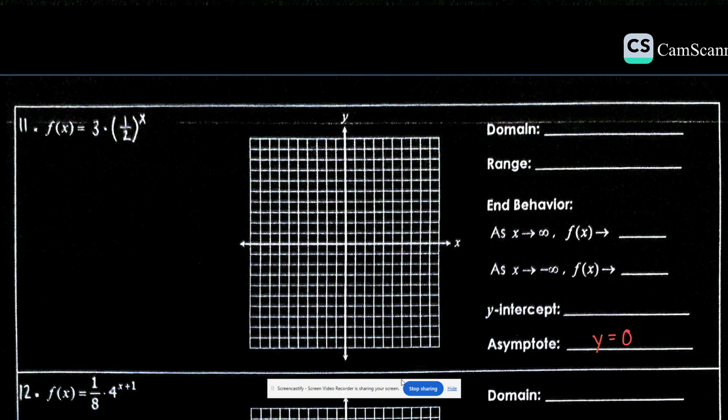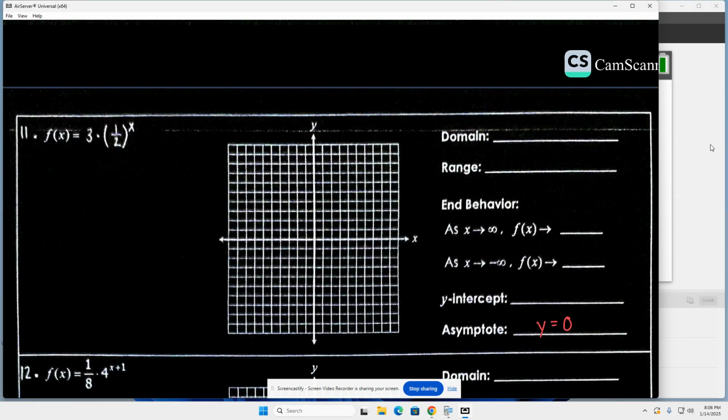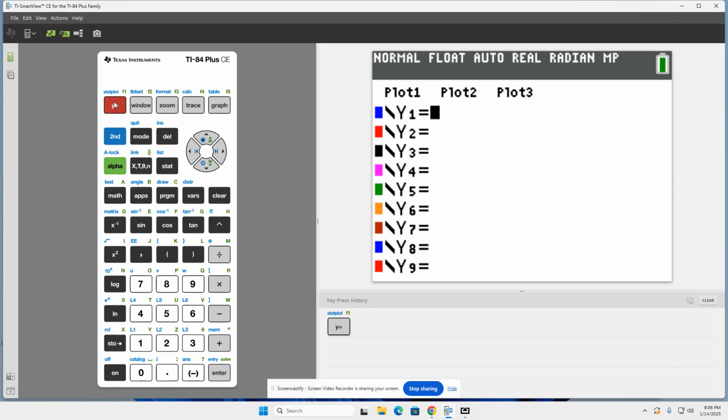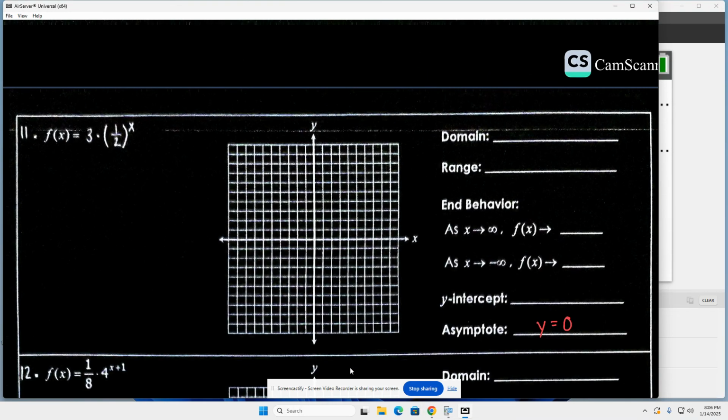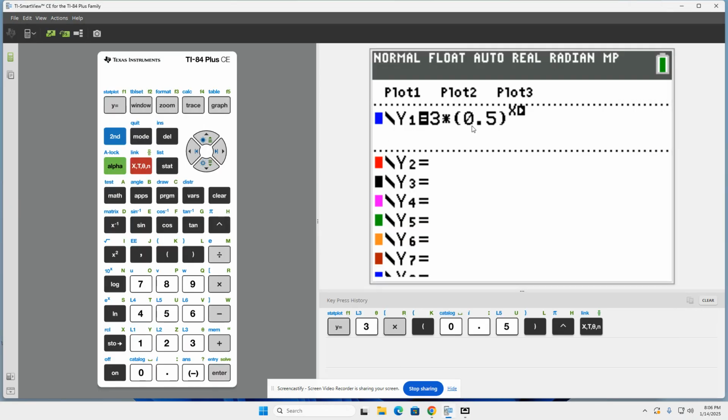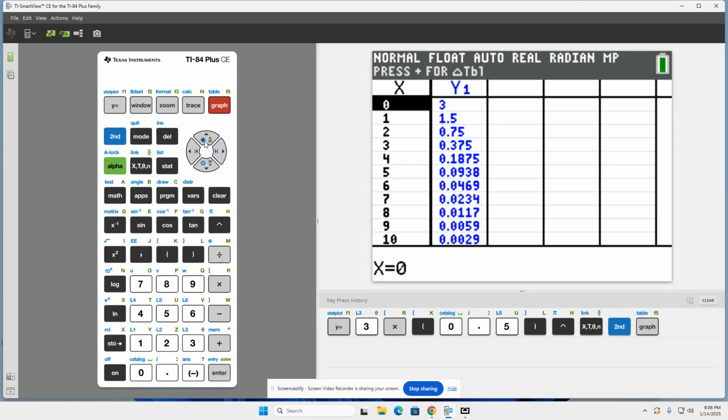Now, I told you guys this. Let me see here. I told you that when I have a fraction, I like to change it to a decimal. So I'm going to do 3 times open parentheses because I want to type it just like I see it, except I'm going to change 1/2 to 0.5 raised to the x. So if you look at yours and mine, 3 times 1/2 raised to the x and 3 times 0.5 raised to the x, it's the same thing. It's just decimals with exponents. It's a little easier. So when I go look at my table, it's going to give me values that I'm a little more familiar with.